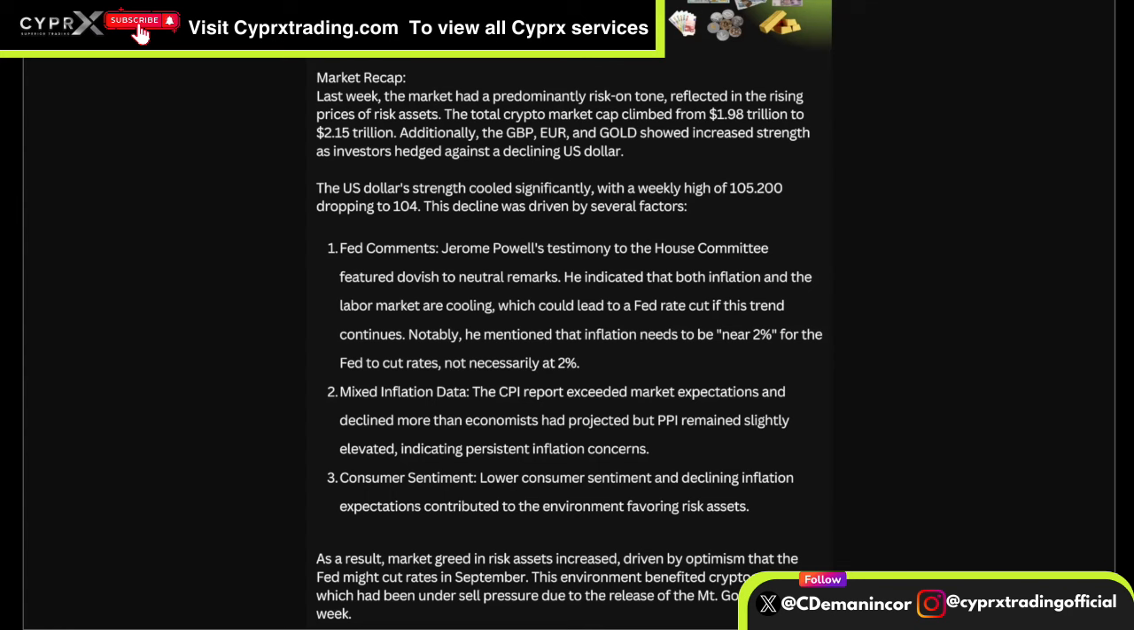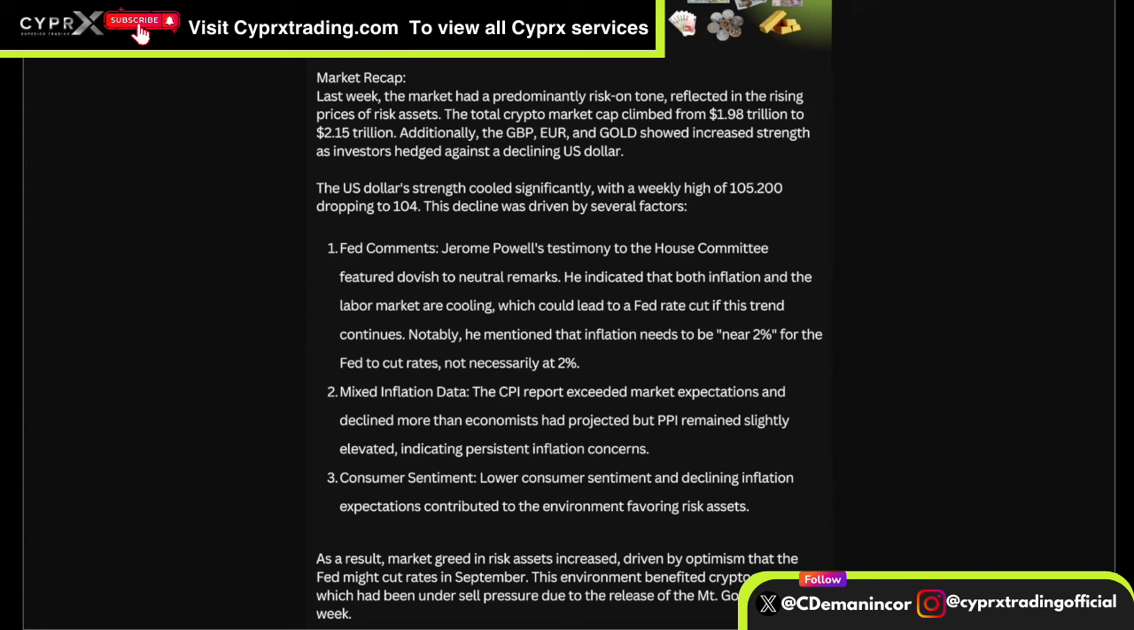So, as a result, market greed and risk assets increased, driven by the optimism that the Fed might cut rates in September. This environment benefited cryptocurrencies, which had been under sell pressure from the previous 2 weeks due to the release of the Mt. Gox Bitcoin that we saw into the market.